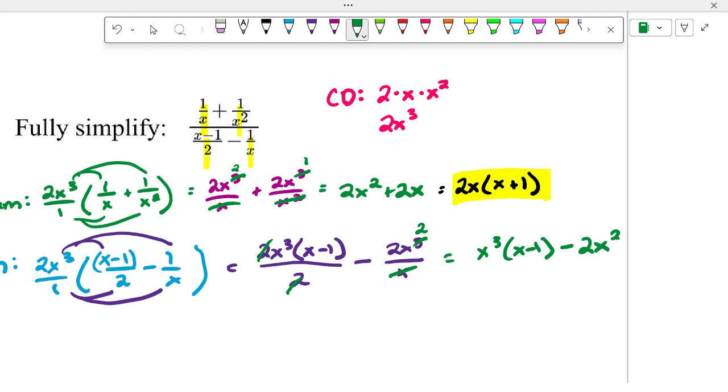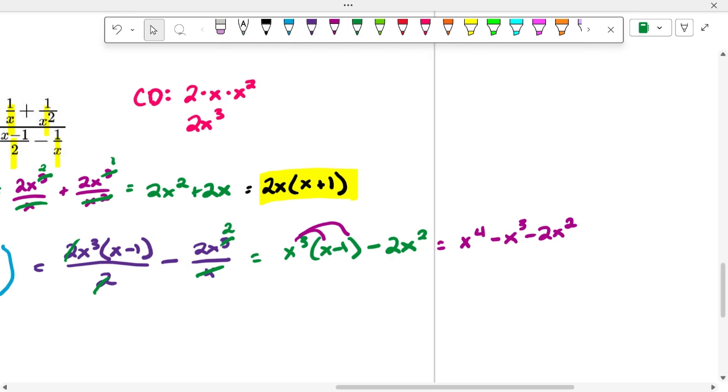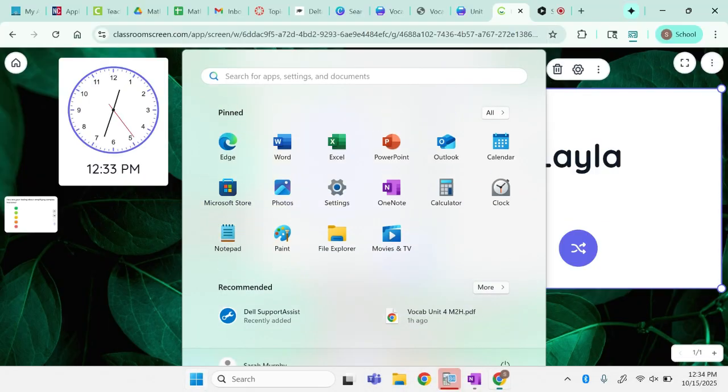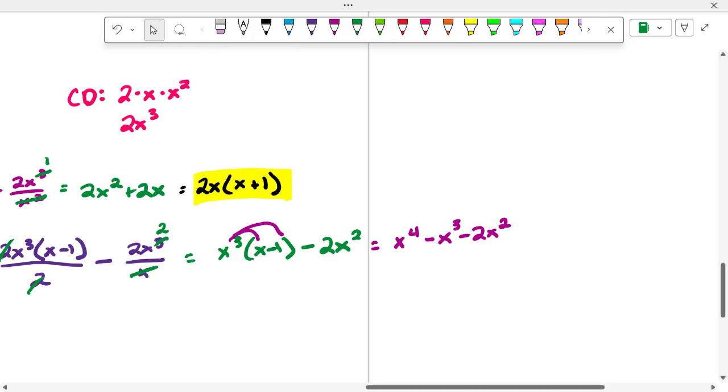Now we can distribute. So I'm going to distribute the x cubed. So I get x to the fourth minus x cubed, and then you bring down the negative 2x squared. Now we're in factoring land. So if I'm talking factoring, what am I going to do first, Wyatt? So you always look for what first? Do I have one? Yes. So I have a GCF of x squared. So if I take out the x squared, Wyatt, what am I left with? So in other words, you're just subtracting 2 x's from each.